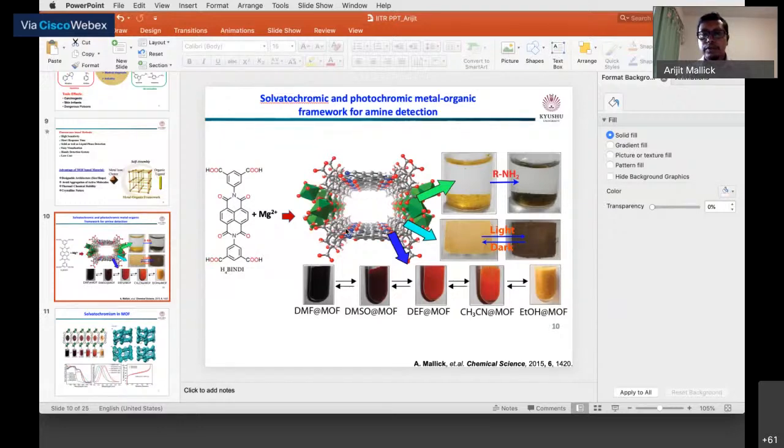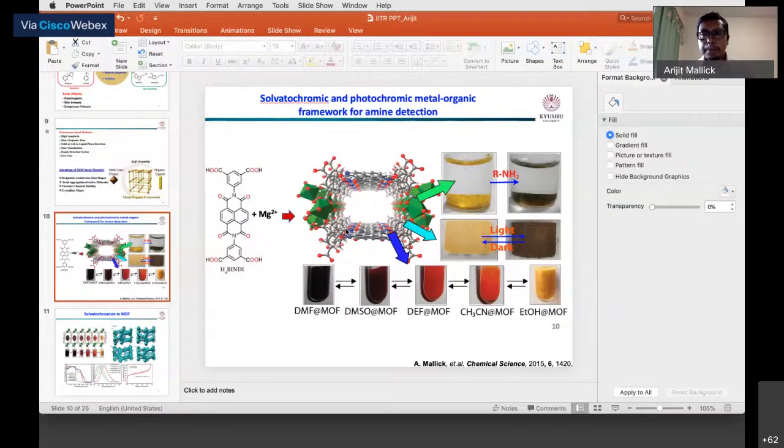And if you use some other aromatic amine like aniline and p-phenylenediamine, there will be more pi-pi interactions. But when the MOF forms, we have seen that there is a distinct difference in the distance from one ring to another ring.